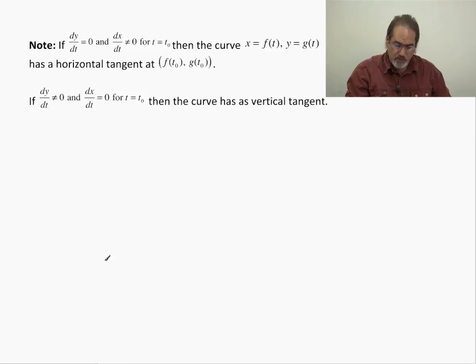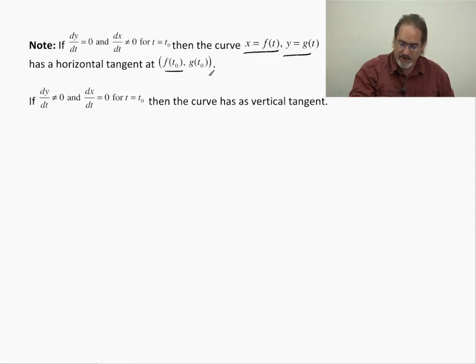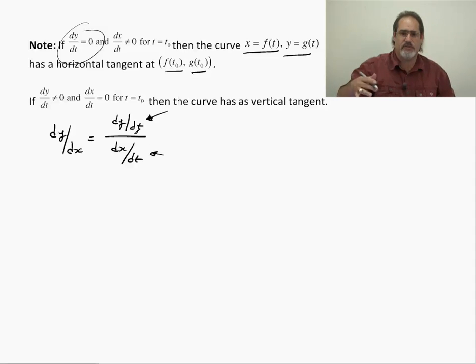Okay, note if dy/dt equals 0 and dx/dt is non-zero for t equals t naught, some value of t on that interval, then the parametric curve x equals f of t, y equals g of t has a horizontal tangent line at f of t naught, g of t naught, which makes sense because remember, dy/dx equals dy/dt over dx/dt. So if the numerator is 0, and the denominator is non-zero, then that ratio is 0, and that's a horizontal slope.